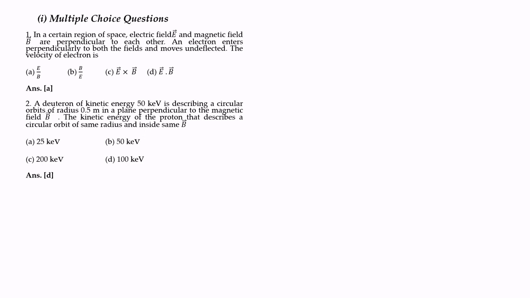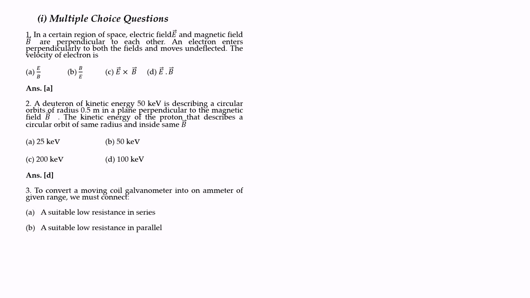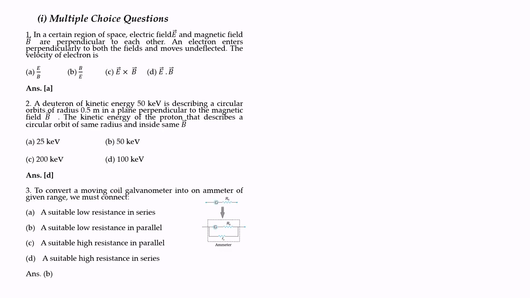Question number 3. To convert a moving coil galvanometer into ammeter of a given range, we must connect option A, a suitable low resistance in series. Please note, it is galvanometer to ammeter. Here it should be parallel only. So, B, a suitable low resistance in parallel, C, a suitable high resistance in parallel, and D, a suitable high resistance in series. Correct answer is B. That is low resistance in parallel. The diagram of the galvanometer is shown here. For answering the question, you need not draw, but this diagram is given for explanation purpose only.